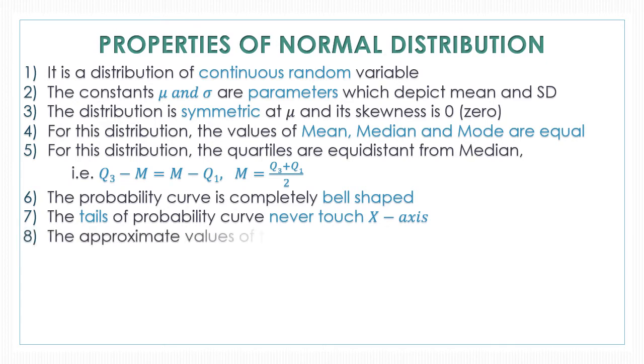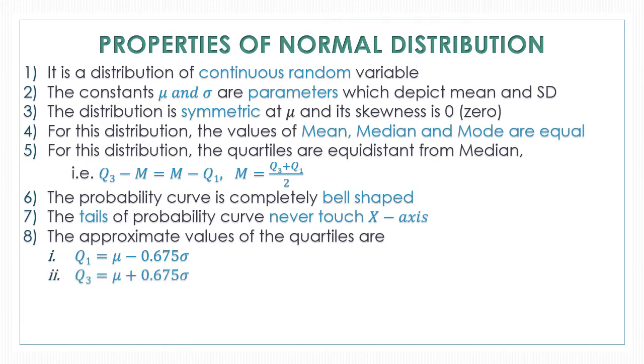The approximate values of the quartiles are, now remember this, you just need to remember them. There are certain proofs for that, but it is above your current 12th standard level, so don't worry too much about that. Just remember that if we need to calculate Q1, it will be mu minus 0.675 sigma, and if we need to calculate Q3, it is mu plus 0.675 sigma.